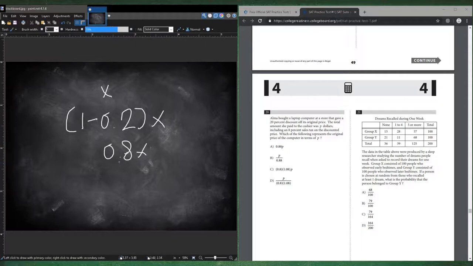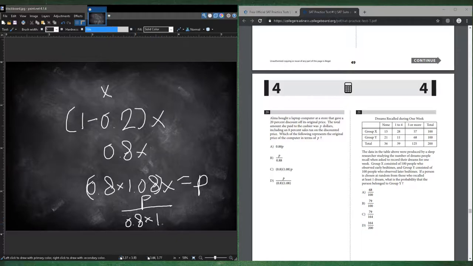So that means she had to pay 80% of the amount. And then of that amount, she has to pay an 8% sales tax. So 0.8 times 1.08, because it's 1 plus 8%, and you multiply those numbers together for X. And that's the amount she paid, P. So we need to find X, so it will be P divided by 0.8 times 1.08. So the answer would be D.